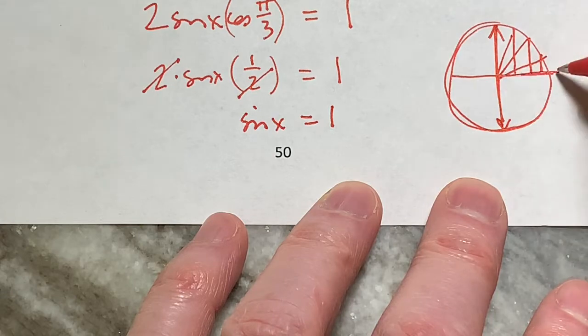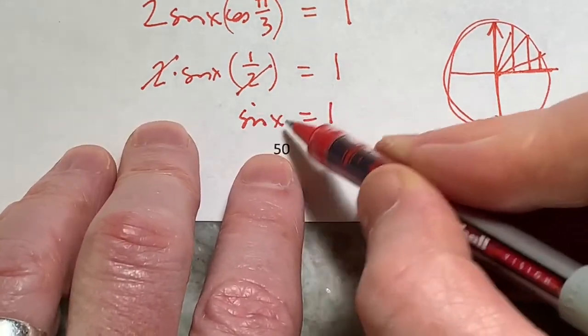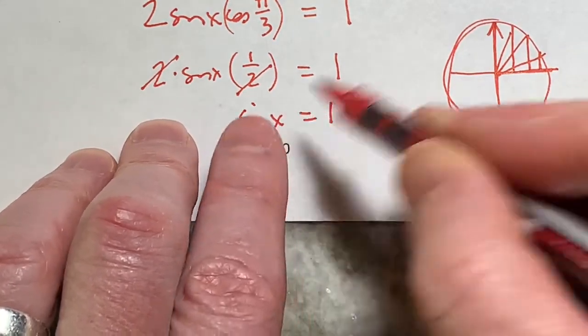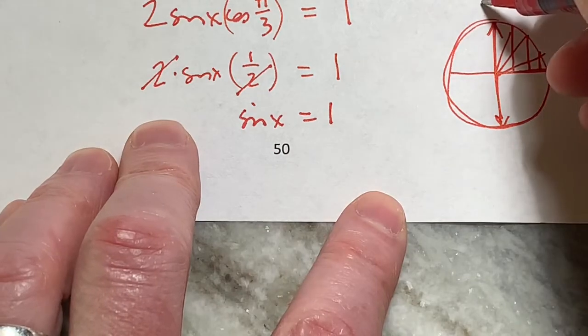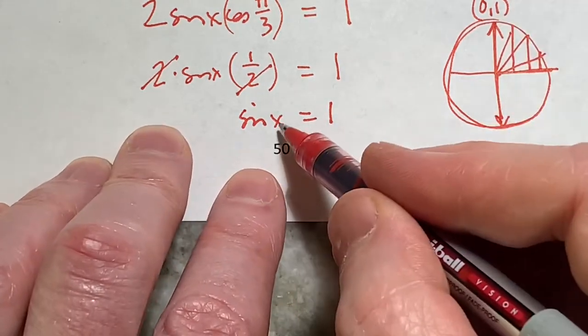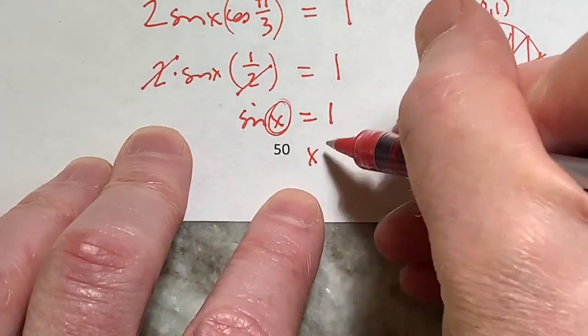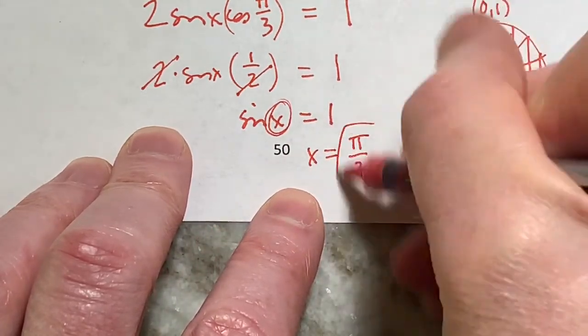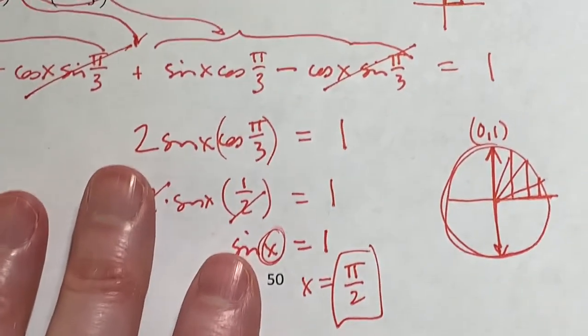depending on the angle, right? But the only time where the sine of the angle is 1 would be where the y value is 1. Well, that occurs right here, right? The y value is 1. So the only value for x that actually works here is pi over 2. And again, don't say 90 degrees when it says leave your answers in radians.